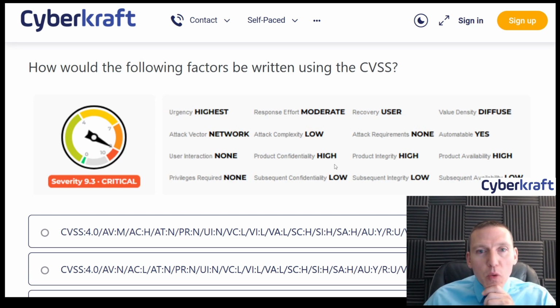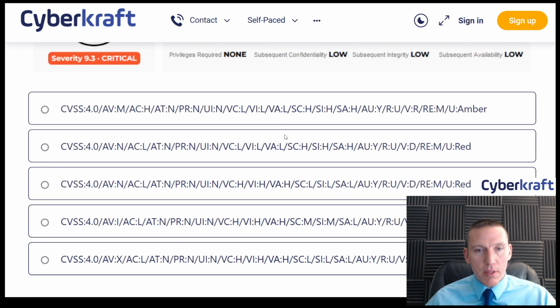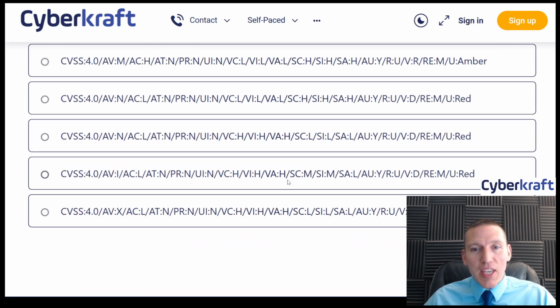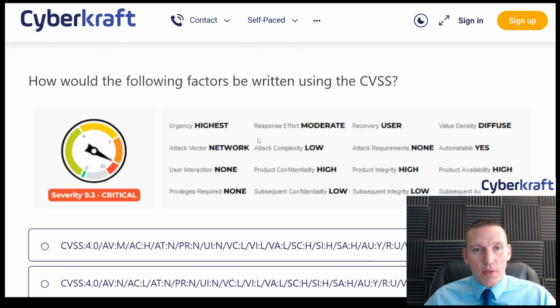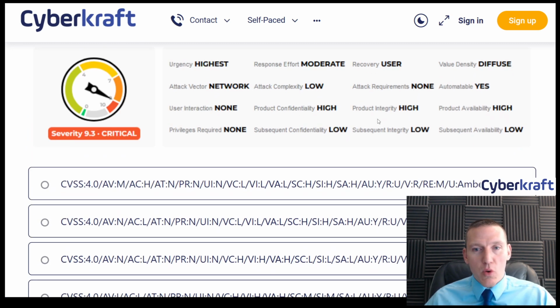Okay, how will the following factors be written using the CVSS, the Common Vulnerability Scoring System? Okay, so each of these has a symbol. Okay, this is kind of tough. So each one of these has a symbol that we'll want to use here. All right, so for example, urgency corresponds to the color, if I remember correctly. The attack vector, attack complexity, attack requirements, I believe is AT. PR should be privileges required, I think.